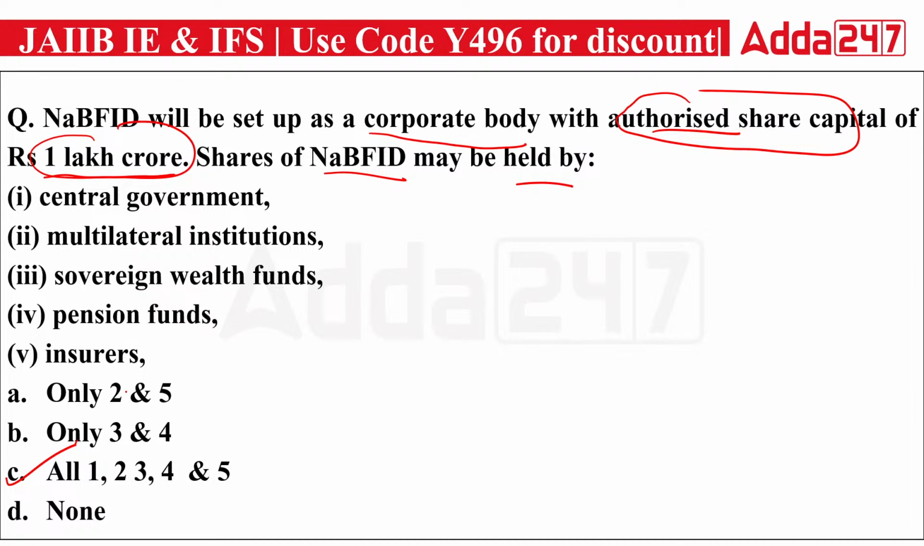Okay, so central government, multilateral institutions, sovereign wealth funds, and the pension and insurance insurers. It means the insurance companies. They all can have shares of NAFID. It means they have given fund to start the NAFID. A share of NAFID may be held by whom? The right answer is C.